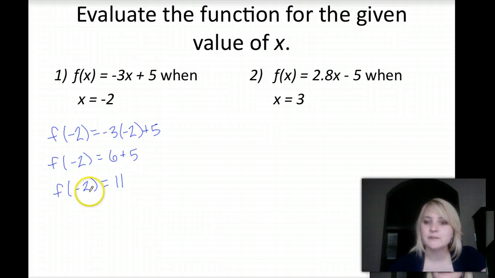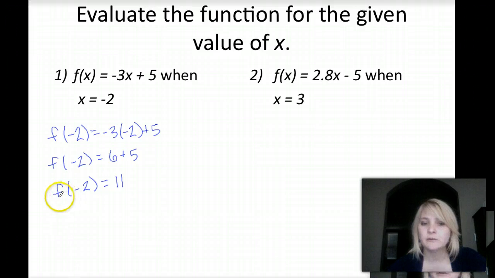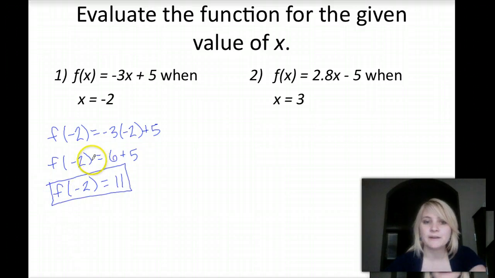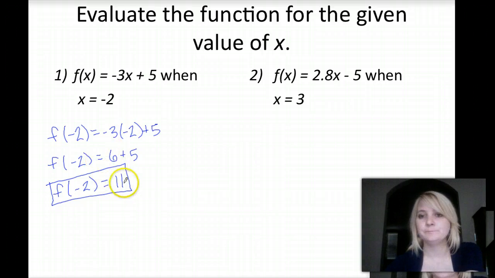Now this f of negative 2, we don't do anything to that. In a way, you can think of that negative 2 being protected by the parentheses. So that f of whatever value will just remain that. And then we simplify using the order of operations to the right of the equal sign.